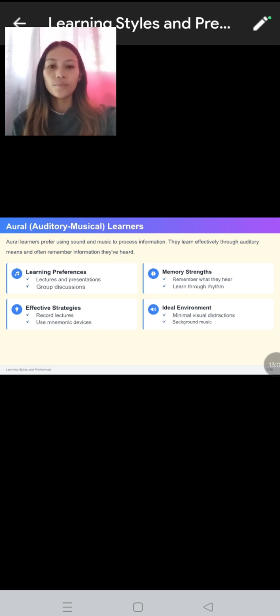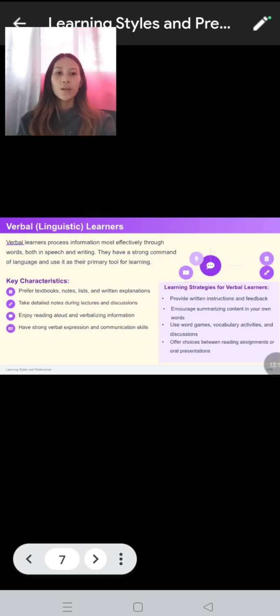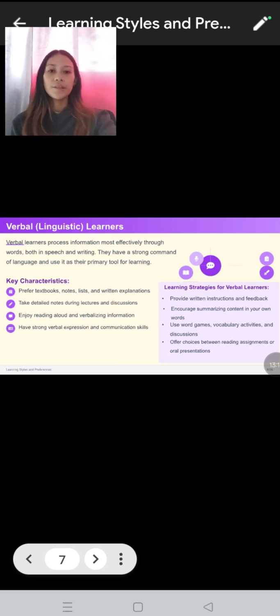So next slide, we have verbal linguistic learners. Verbal learners are people who learn best when information is presented using words, both when they hear them, speech, and when they read them, writing. Language is their favorite tool for understanding new things. So, we have characteristics. They are the things that verbal learners usually like or are good at.